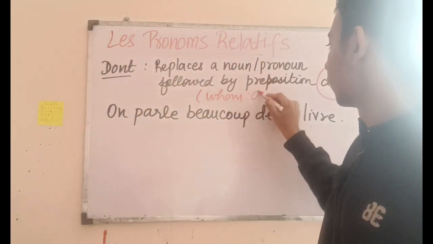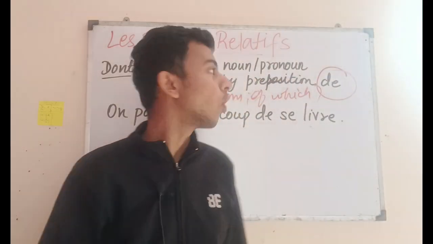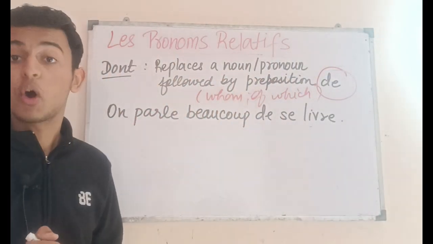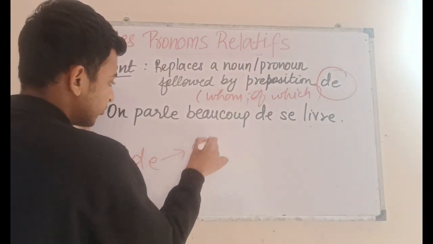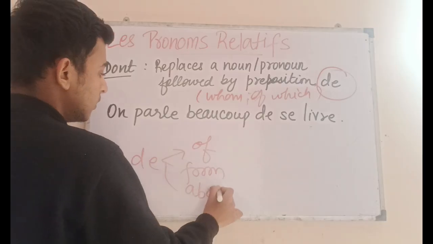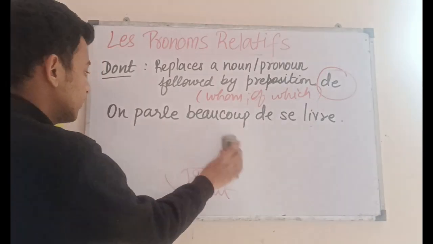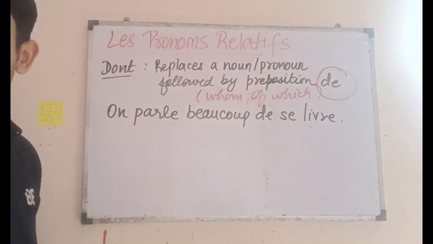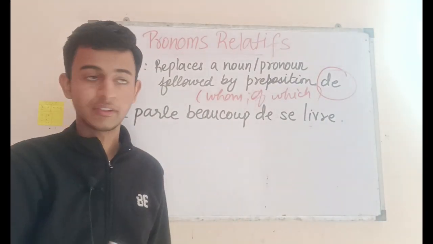Another example. Of which. Because de has the meaning of, or from, or about. There are three meanings of de: of, from, and about. So it's going to replace de. We have a sentence with us. The sentence is on parle beaucoup de ce livre, which means one talks a lot about this book.